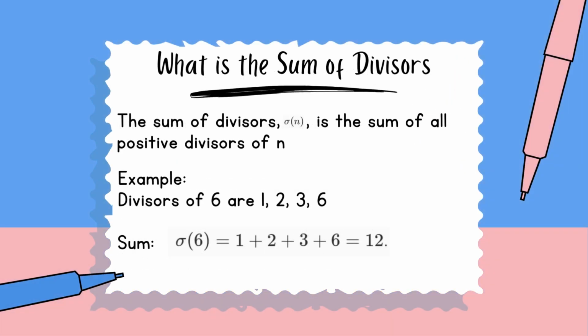Next, let's talk about the sum of divisors, denoted as sigma of n. This represents the sum of all positive divisors of n. For example, if n equals 6, its divisors are 1, 2, 3, and 6. To get the sum of all of these, sigma of 6 equals 1 plus 2 plus 3 plus 6, which equals 12.